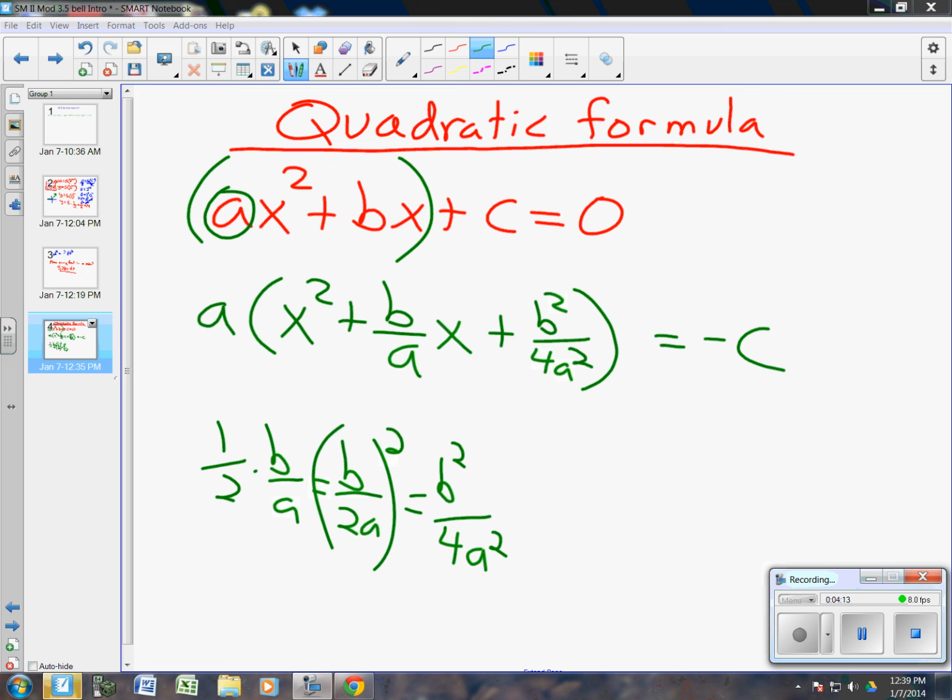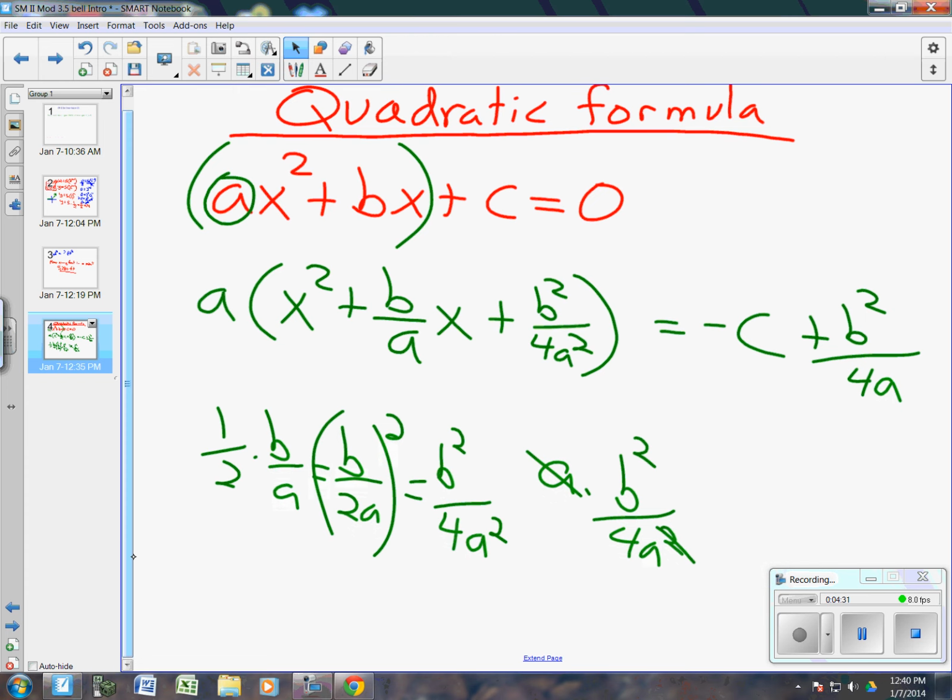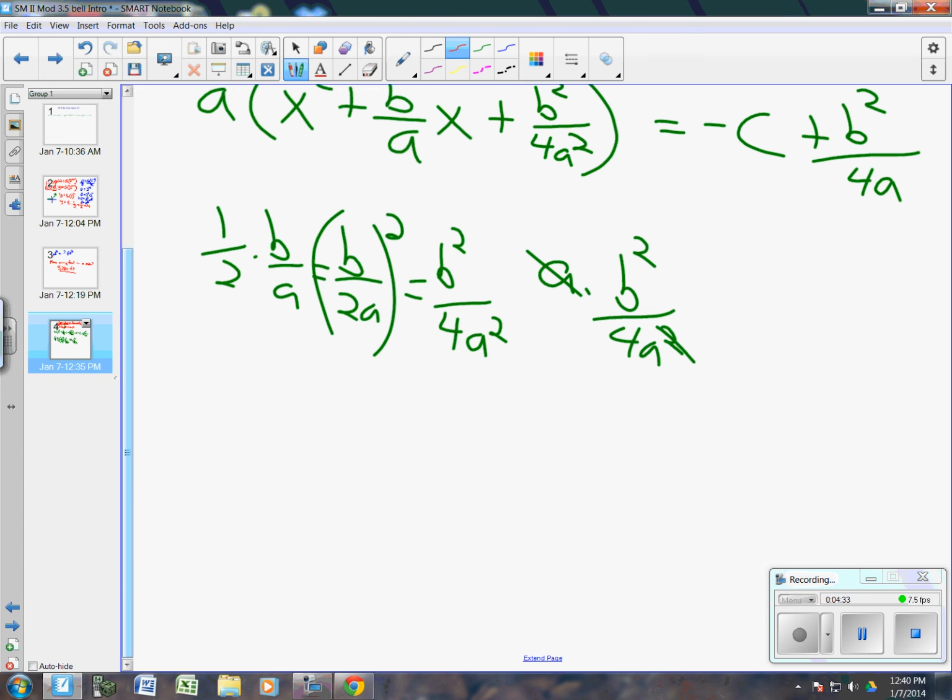This number right here isn't just b squared divided by 4a squared. It's a times that. Well, if I times a by b squared over 4a squared, this a will cancel with one of those, and I get b squared over 4a. So that's what I'm going to add to this guy, b squared over 4a. Okay, now, we're trying to get x by itself, by the way. That's our goal when we solve one of these.